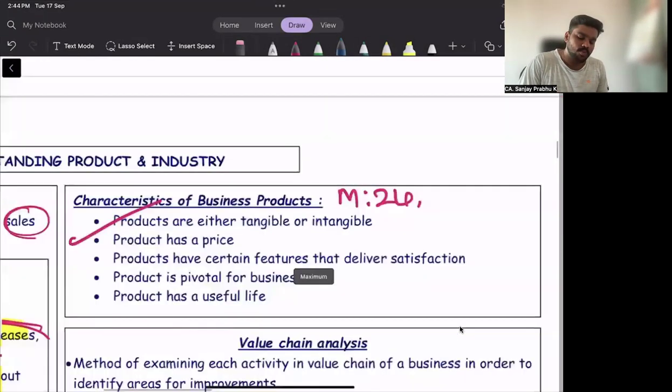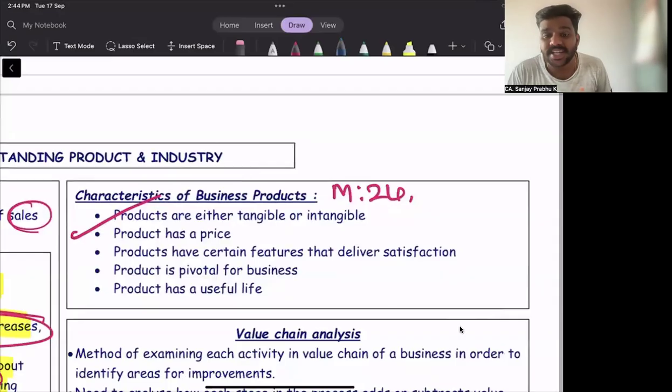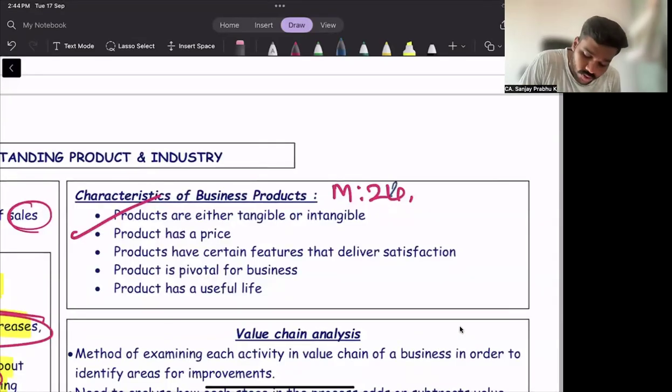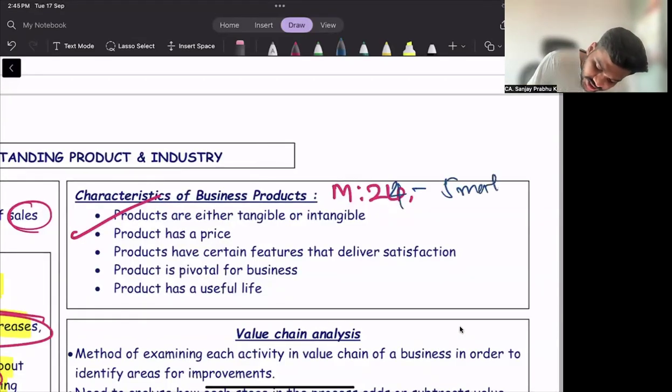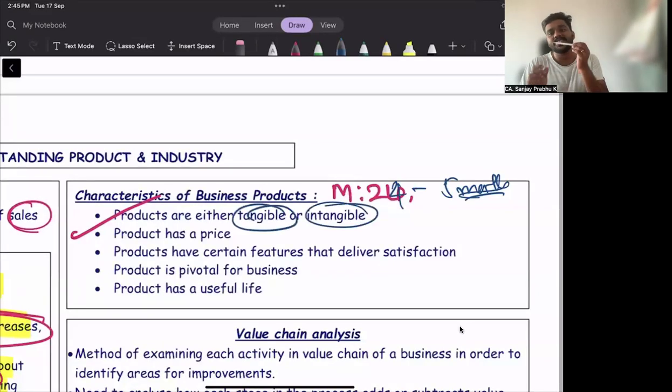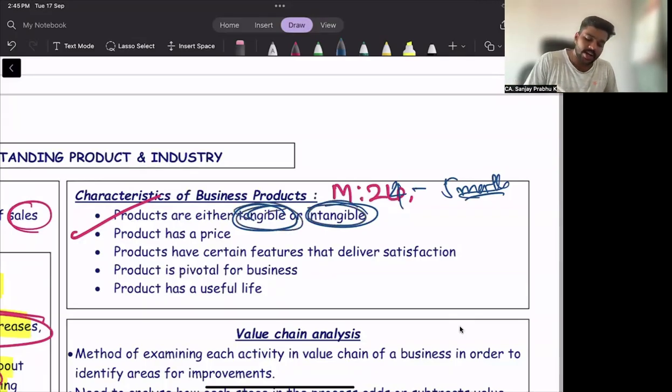Okay. Now we are moving to the topic called business product. What are the characteristics of a business product? May 24 question, 5-mark question. Such a simple question. Product is either tangible or intangible. For example, this is a pen, which is tangible. I'm giving you a service which is intangible. So products can be either tangible or intangible.